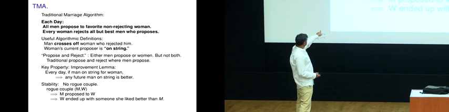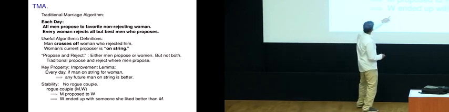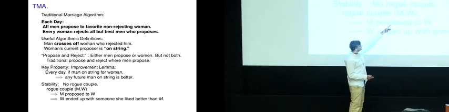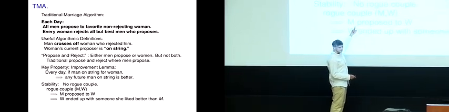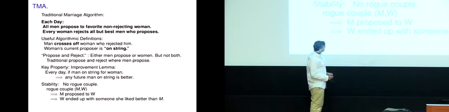So the rogue couple means, why did the man M propose to W? It's a rogue couple because the man likes W more than he likes his partner. So if the man likes W more than he likes his partner, the man must have proposed to W first and been rejected, because he goes in order. That's the algorithm. So she must have rejected him if he didn't end up with her. The rogue couple is not a pair in the pairing. So she rejected him.